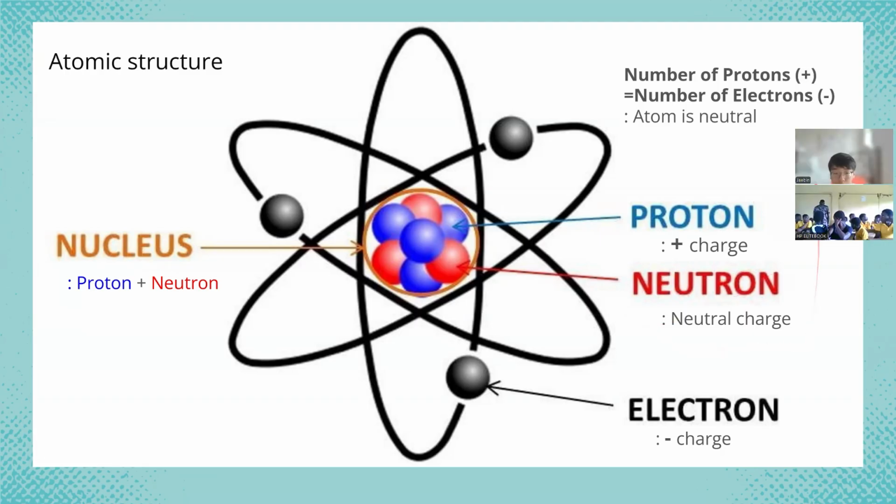So the number of protons, because it is positive, is the same as the number of electrons. So this is important. Protons and electrons number are the same. So the net charge would be 0. An atom does not have a charge.